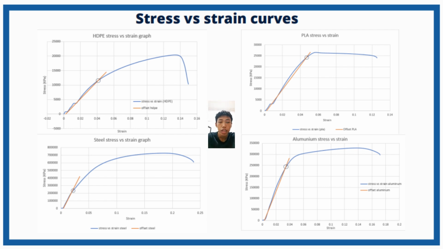We can get both Young's modulus and yield strength by creating a slope from the elastic zone of the material, and the slope of that line is basically the Young's modulus of the material, whereas the point of intersection between the two graphs is basically the yield point of that specific material.